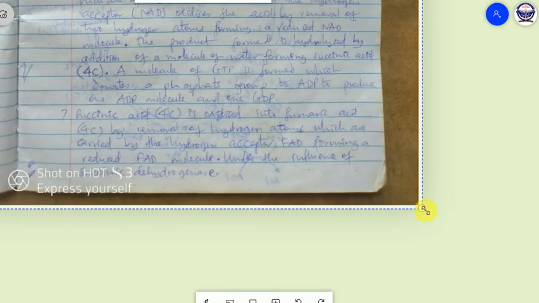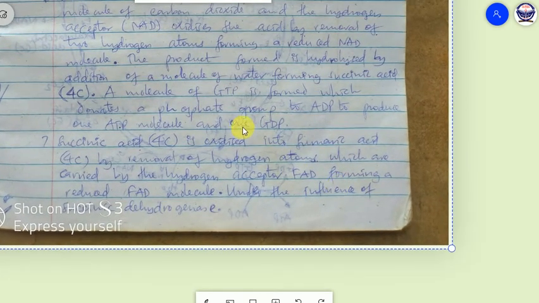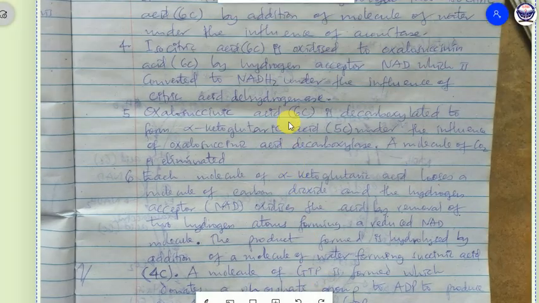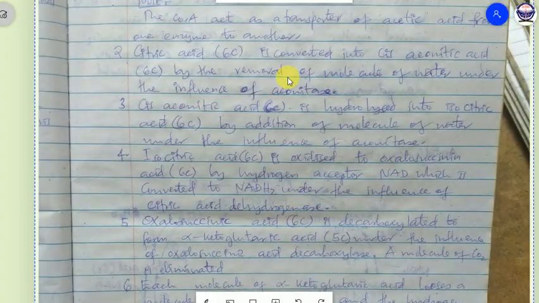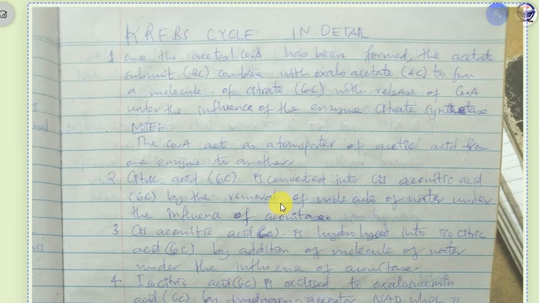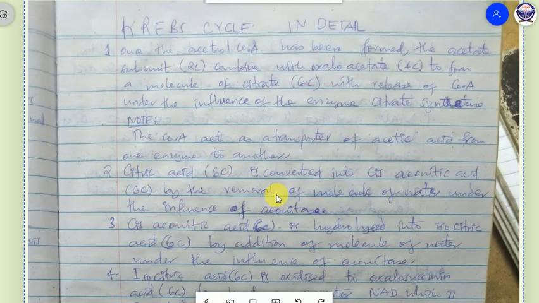So kwa sababu tumeshafanya about 1 hour, unaweza ukapumua kidogo, ukapumua basic concept ya Krebs cycle uliyoelewa. Unaweza ukapumua, ukavuta hewa, ukanywa maji, ukastop video yako, halafu tukirudi tunaendelea na Krebs cycle in detail, kuelezea step by step.